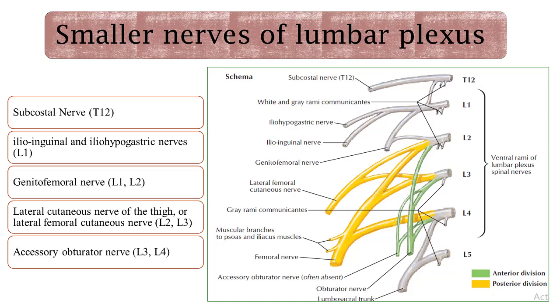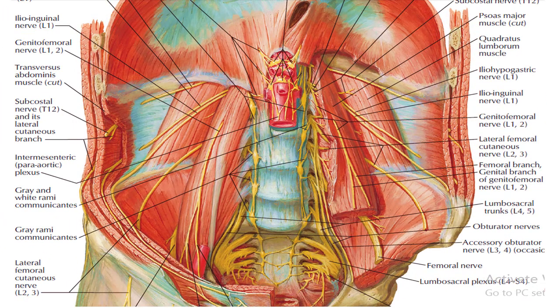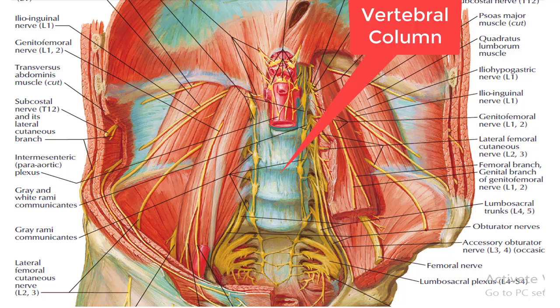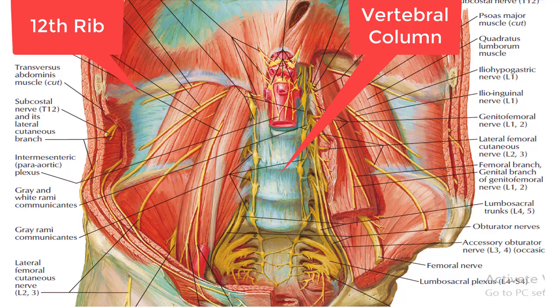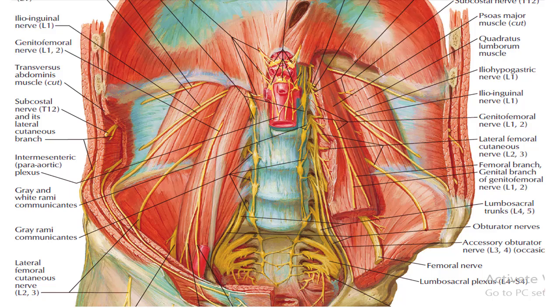So for this, try to understand this image that I'm going to show you over here and identify the important muscles. We can see the vertebral column. We can also see the 12th rib in this image. In this section, the posterior abdominal wall is shown. When we remove the muscles of the anterior abdominal wall, the viscera, and the kidneys, we can identify the posterior abdominal wall, and that is shown over here in this image.